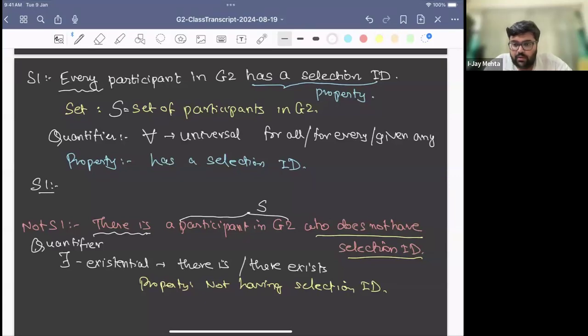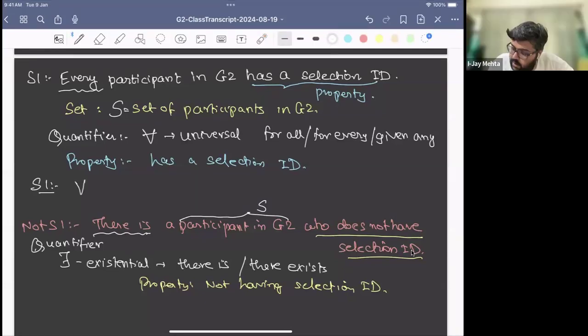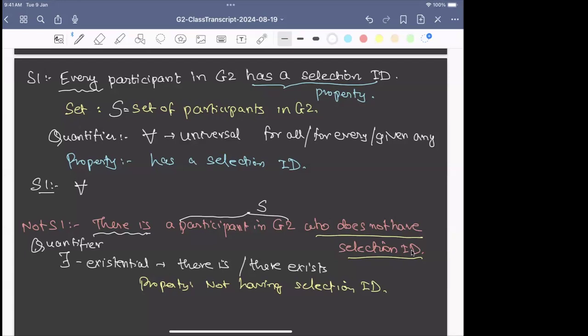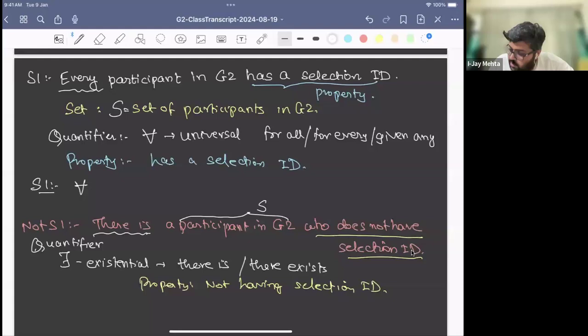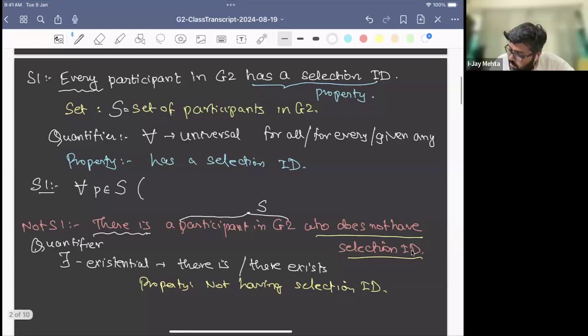This is written in English, right? Every participant in G2 has a selection ID. We want to write it now in terms of quantifiers. Which quantifier do we use? Set notation we have already given. Yes, room number 3, Sumanyu. So we will say for every participant in G2, there is a selection ID. And what notation do we give for participant? We can say P part of S. So for every P belongs to S, P has a selection ID.